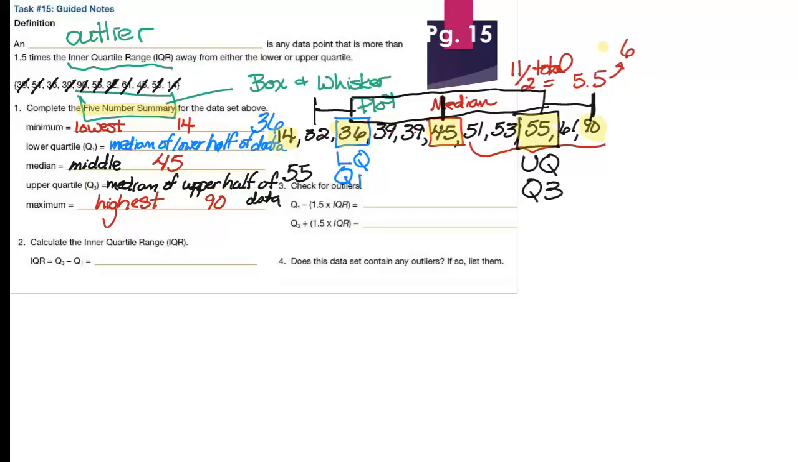All right. We have something else that we call the interquartile range.